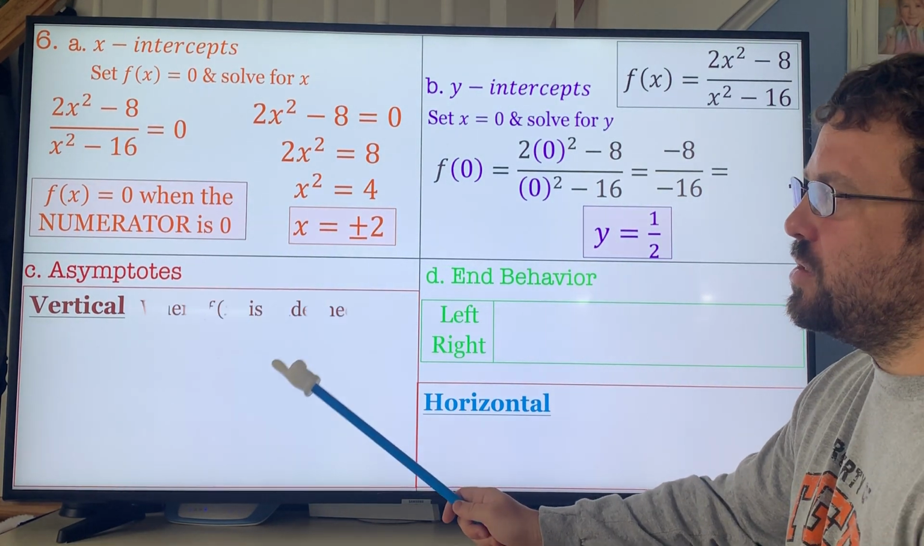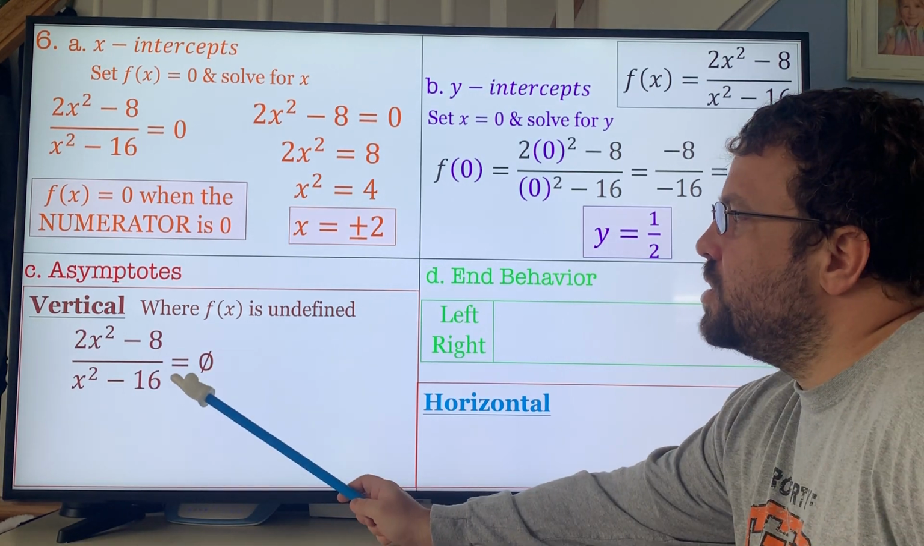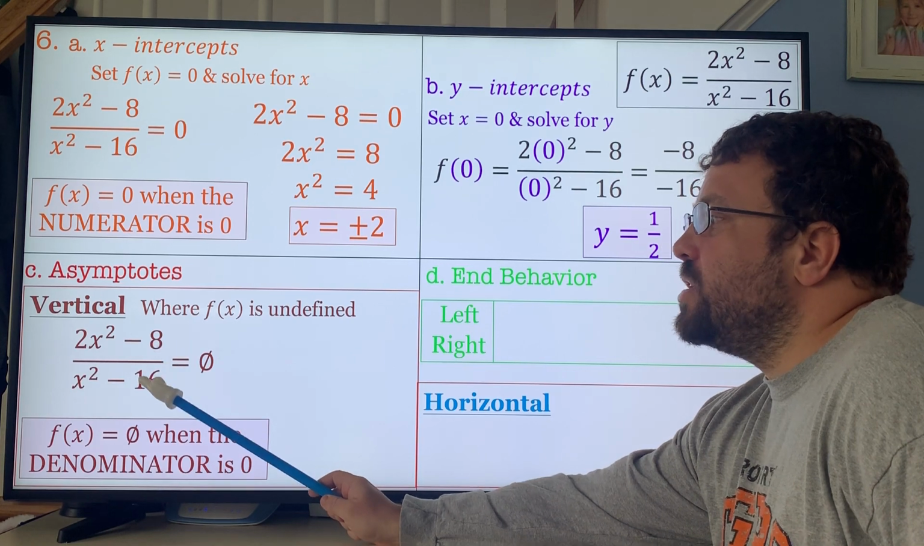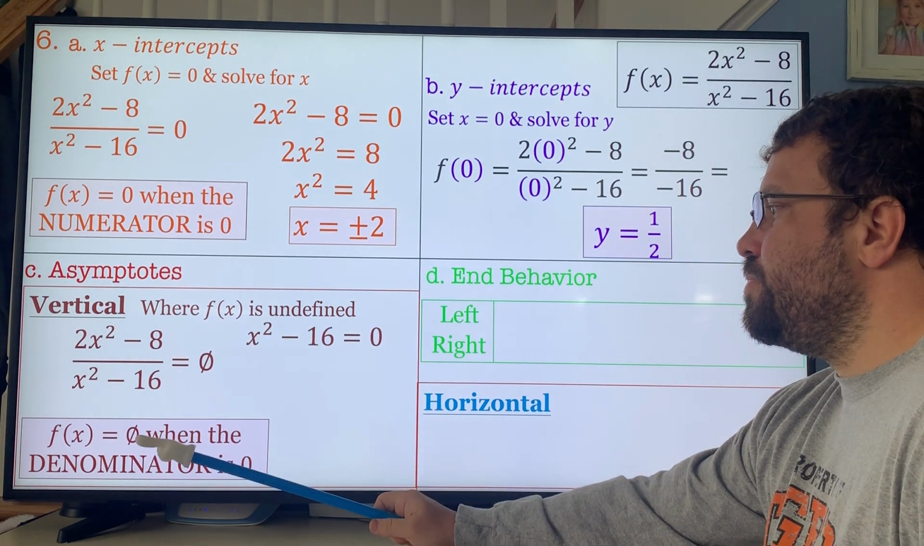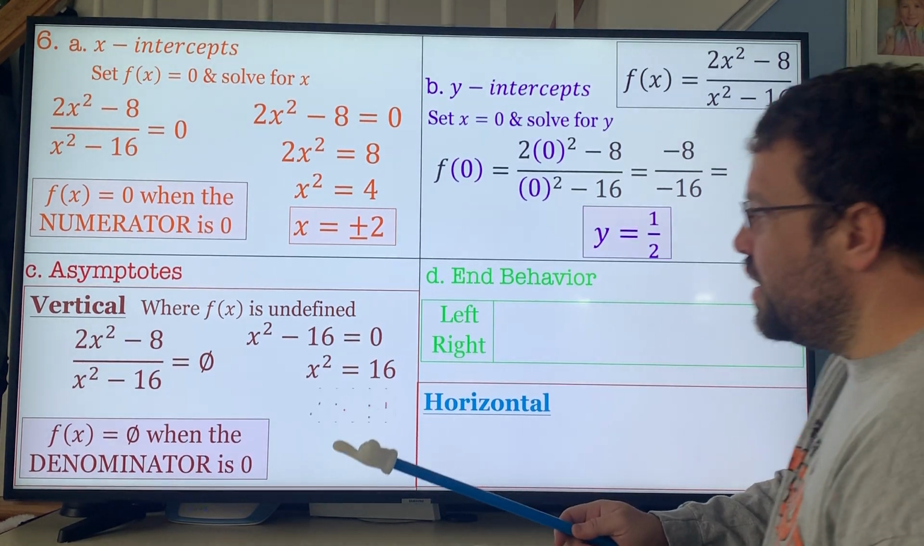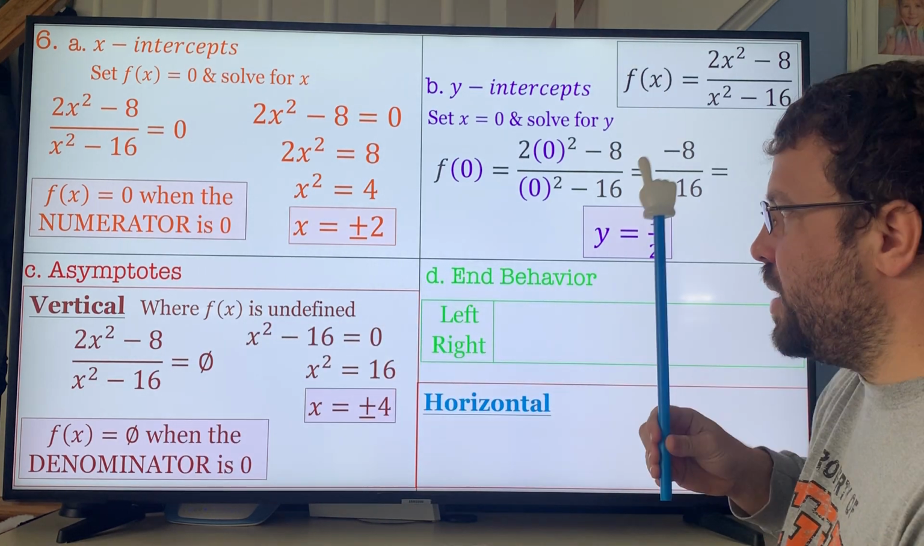Asymptotes. To find the vertical asymptotes, you set the denominator equal to 0, where it's undefined. So all we have to do is set the bottom equal to 0, because the top gives us our x-intercept and the bottom gives us our asymptote. So x squared equals 16. Square root of 16 is plus or minus 4. So you have 2: one at negative 4 and one at positive 4.